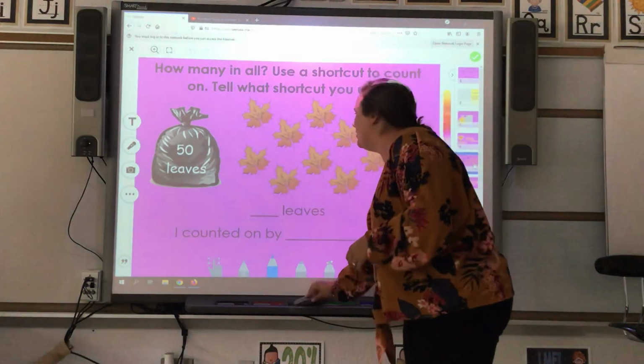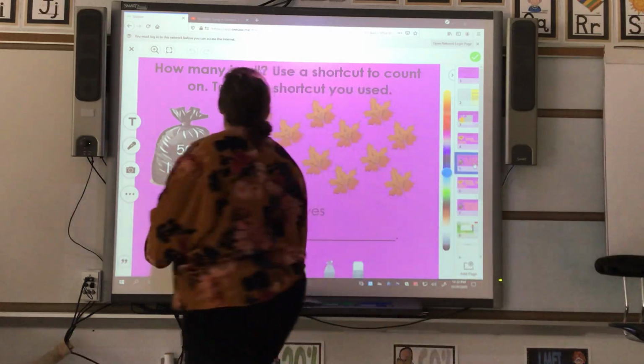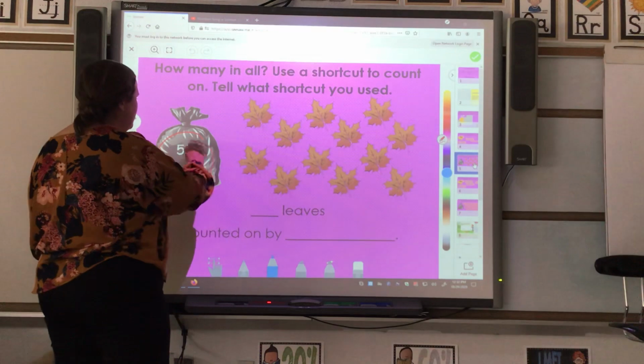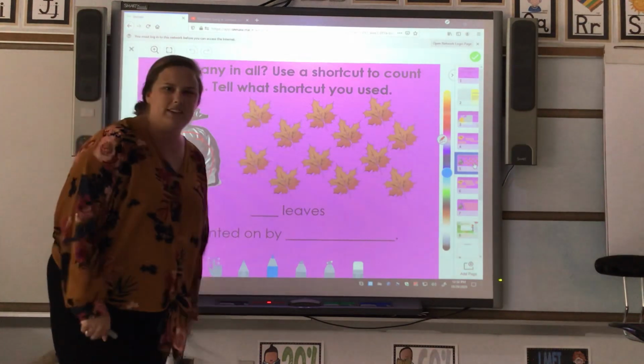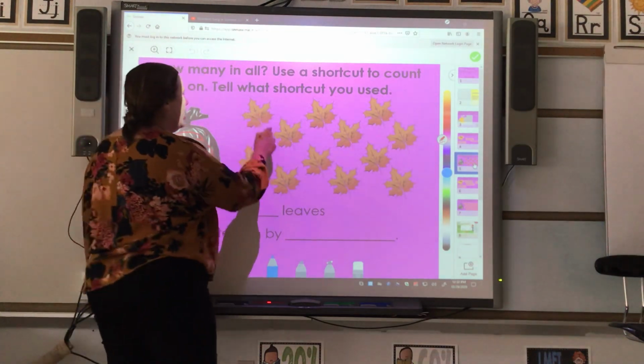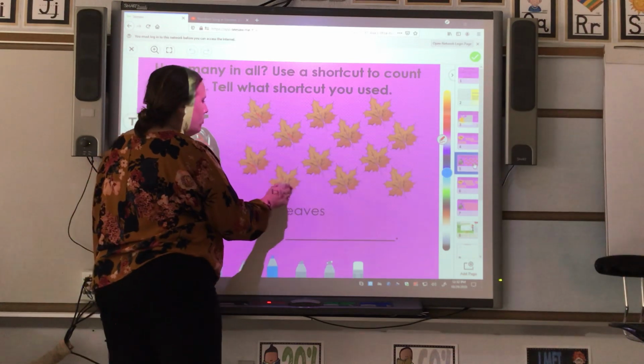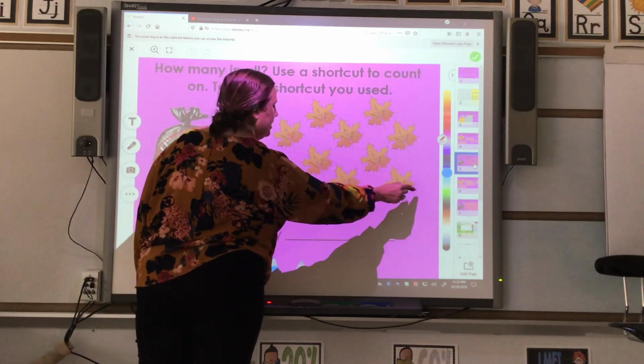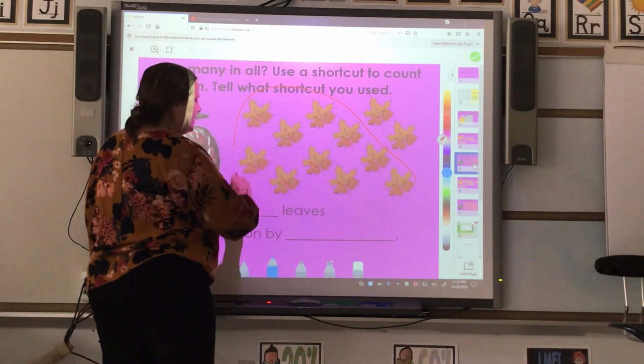All right, so it says that we have 50 leaves already in our bag. So we've already got 50. Now let me see if I can make a 10 out of these leaves. 1, 2, 3, 4, 5, 6, 7, 8, 9, 10. Wow, I just made a 10.